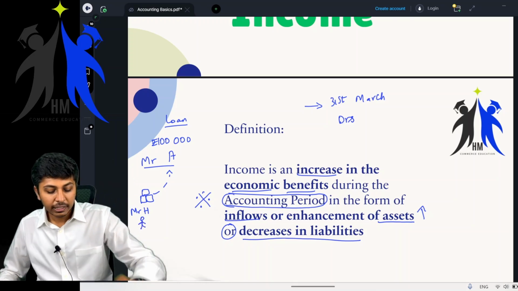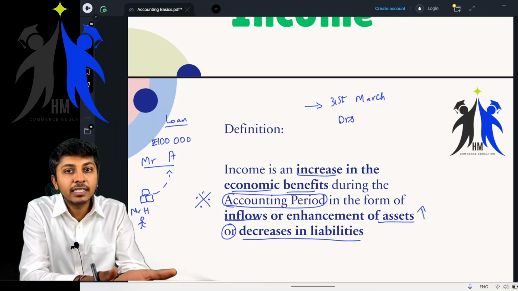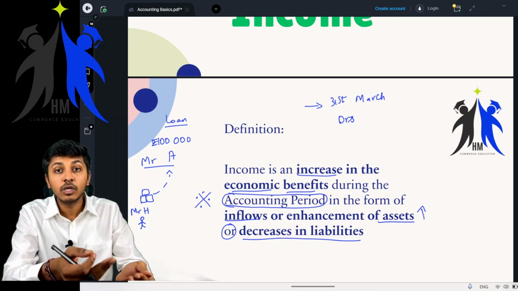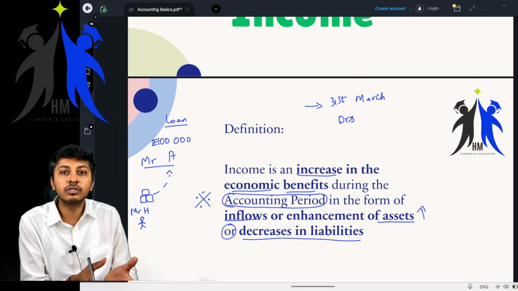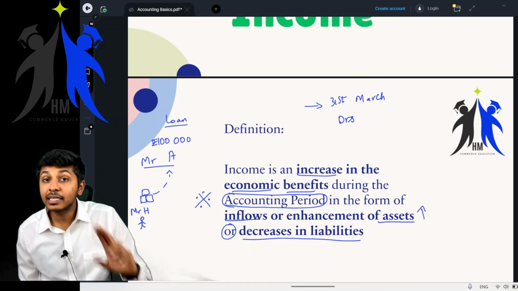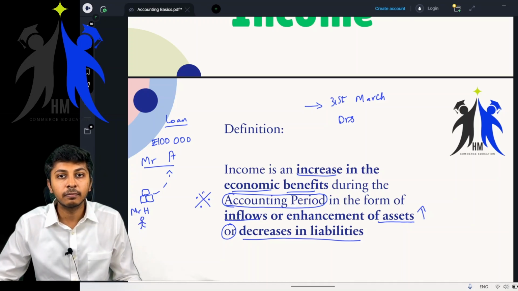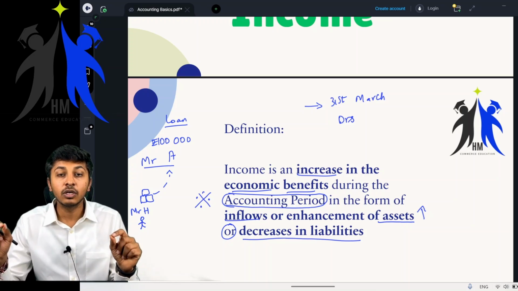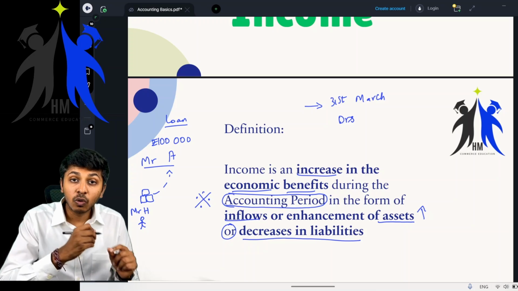Mr. H will take goods to Mr. A and say, Mr. A, please take these goods instead of the money that I need to pay you, instead of the asset, the cash that I need to give you. Now, when I gave goods, what is the activity that I did in the ordinary course of business in that particular accounting period? Correct? I sold goods.